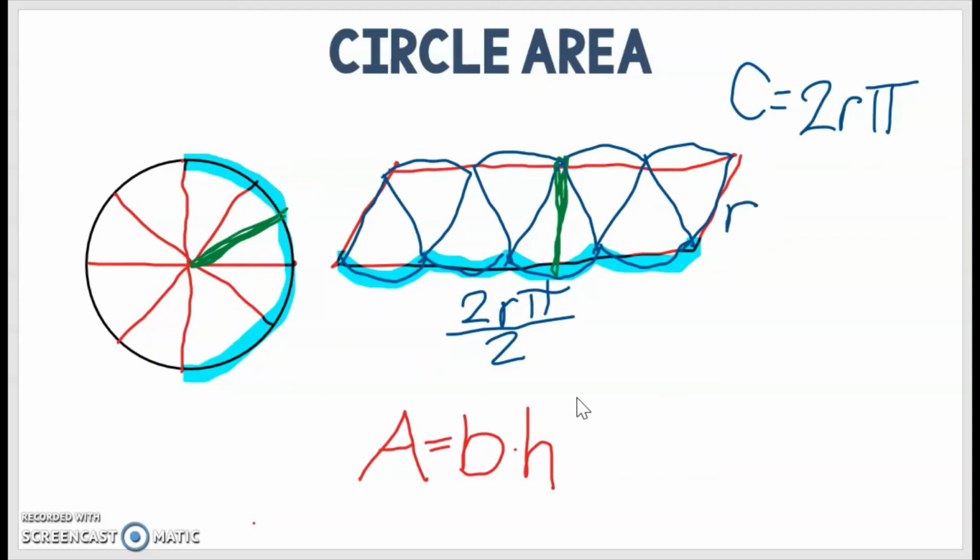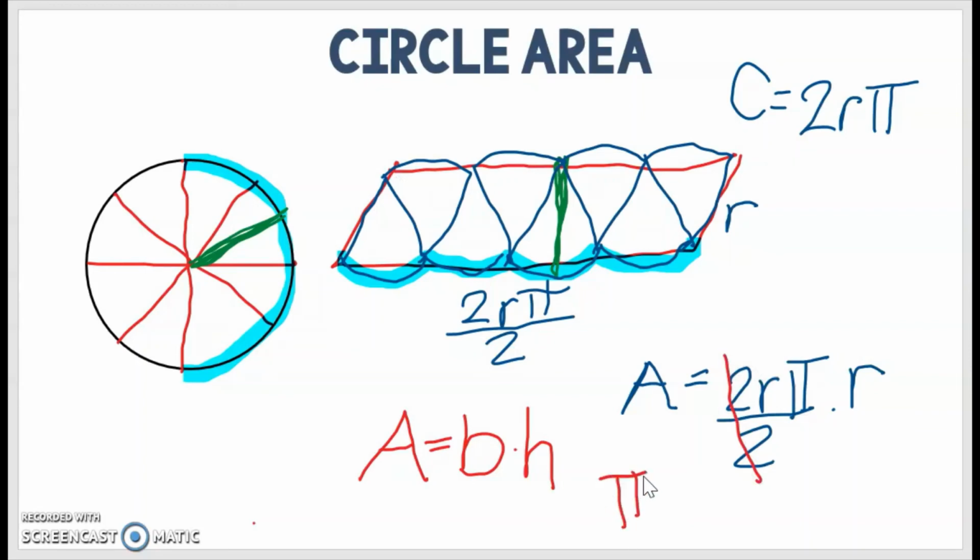Now if we go ahead and multiply these together, the area is going to be the length of the base, which is 2 times the radius times pi, divided by 2, and multiply that by the height, which is the radius. We have the area of the parallelogram, which is the same as the area of the circle. I'm going to go ahead and simplify it a little bit. So these will cancel out. So it's going to be pi times the radius times the radius, which is pi times the radius squared. So there we have just shown the formula for the area of a circle and how it relates to the circumference of a circle. Hope this helps you out today.